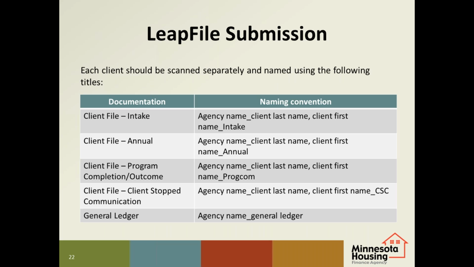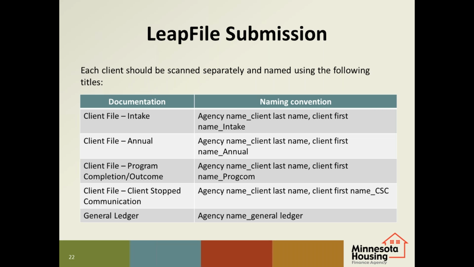So what we do ask is that you follow these suggested naming conventions when you're naming each of your documents. Again, this will make your submissions much cleaner, and it will make our review process far easier. For each of your client files, we ask that you put your agency name, then the client's last name and first name, and then that it is an intake file. We ask that you follow that same convention with annual client files, program completion files, and client stop communication.